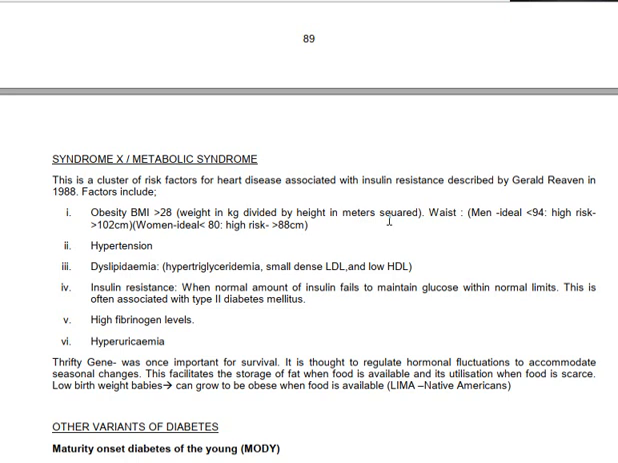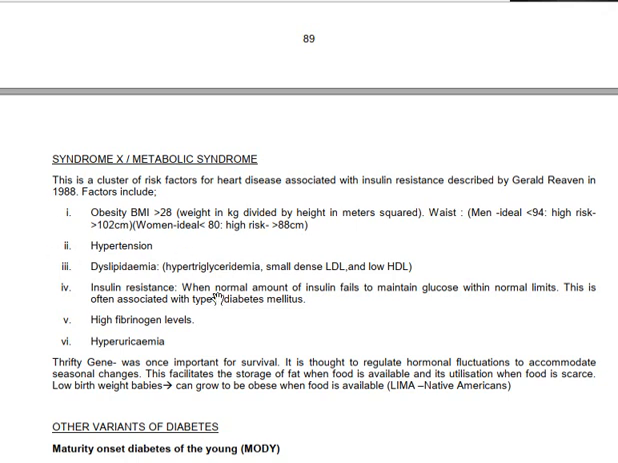Just above the iliac crest, you measure the waist circumference, while to measure the abdominal circumference, you measure from the umbilicus straight around the abdomen. Is it clear? So the second element of syndrome X, or metabolic syndrome, is hypertension.